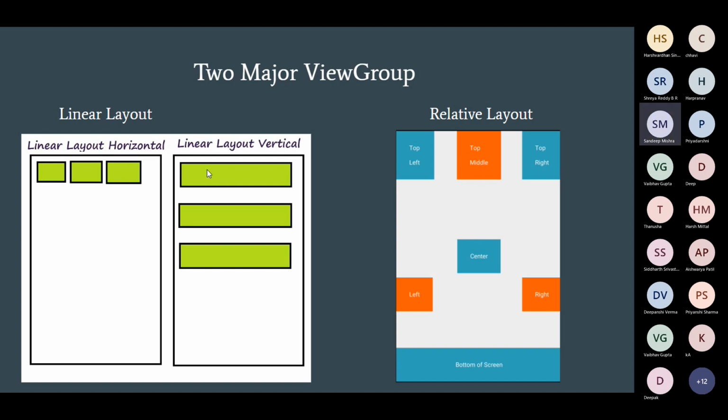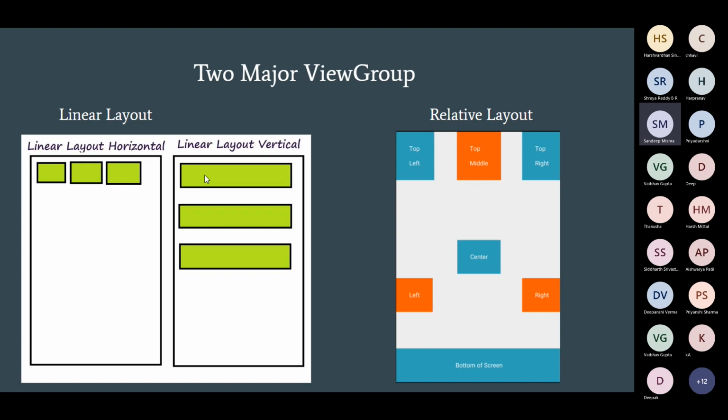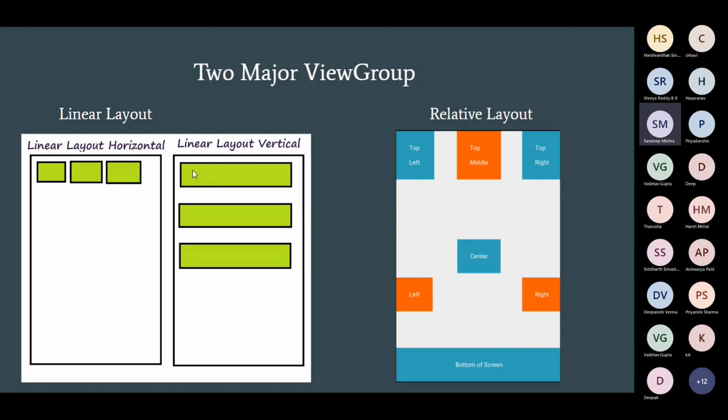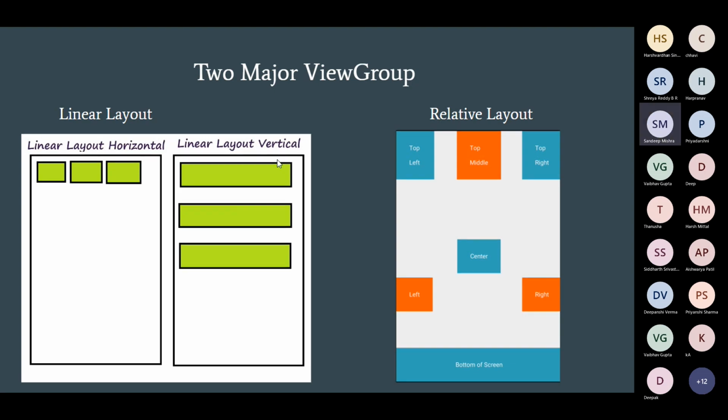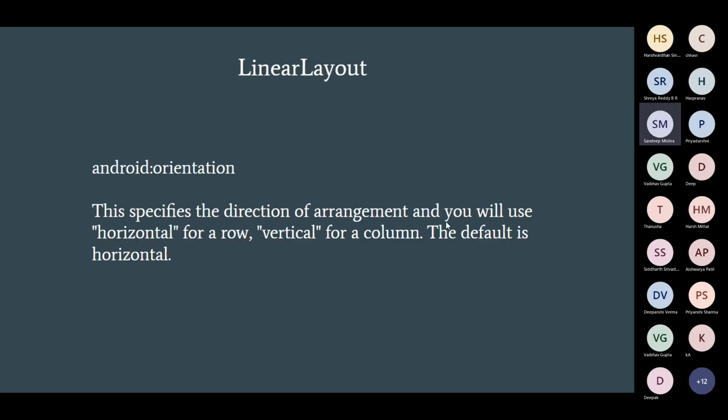And about the vertical view, we can align the children, or the text views or the image views, in vertical fashion. Like if we have names like Ram, second is Shyam, and third is Sandeep, we can align them one by one in top to bottom fashion. So first child, second child, and third child. And there is a relative layout. I will explain it in the later stage.